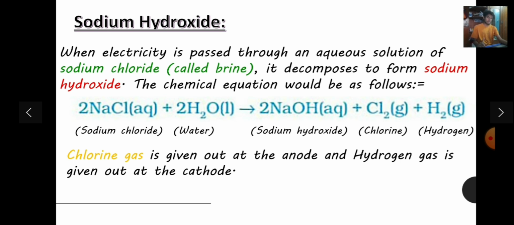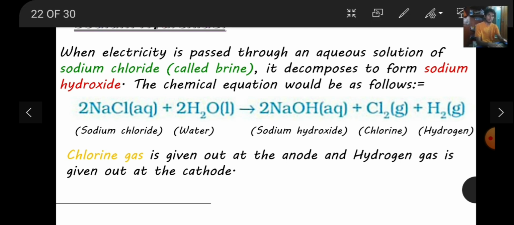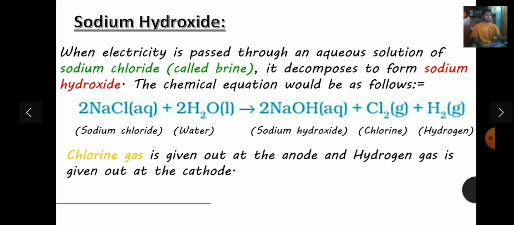I have made a mistake here. Hydrogen doesn't react with chlorine. What really happens is that chlorine reacts with itself and forms chlorine molecules and liberates chlorine gas. Similarly, hydrogen also forms molecules of itself, and hydrogen gas is released. Both chlorine and hydrogen gases are released, whereas a precipitate, NaOH, sodium hydroxide, settles down in the beaker. So this is how sodium hydroxide is formed.